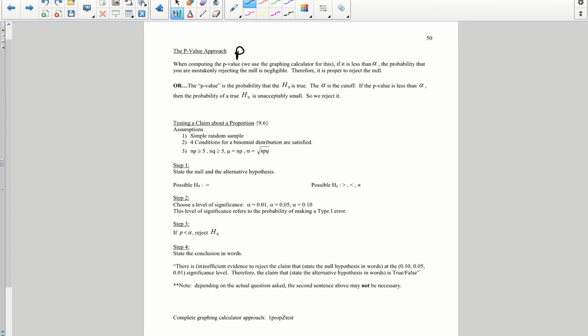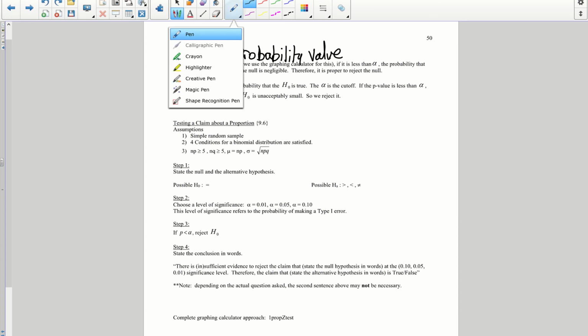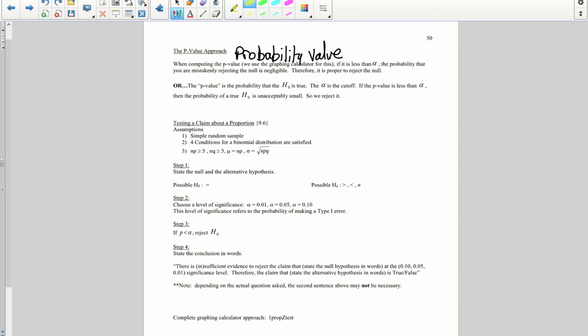So, probability value. All right, which kind of stinks because P has meant probability for the whole course, but it's going to mean something different now, but it's still using the letter P. We actually call it the p-value. We generally don't say P as a standalone, right? We say p-value.